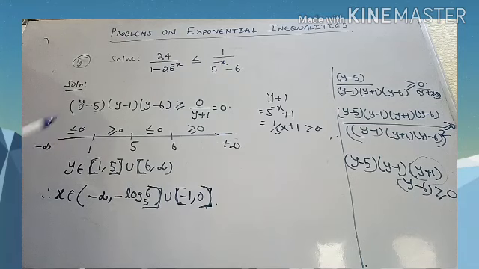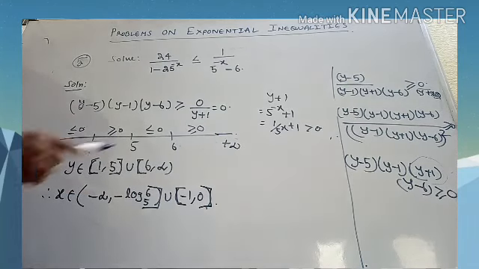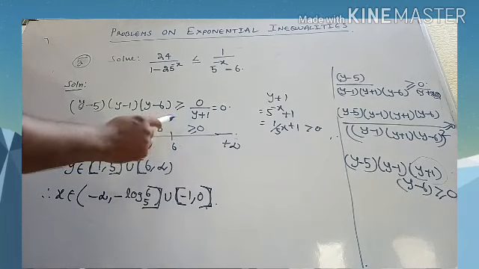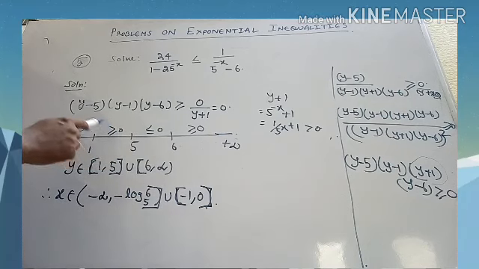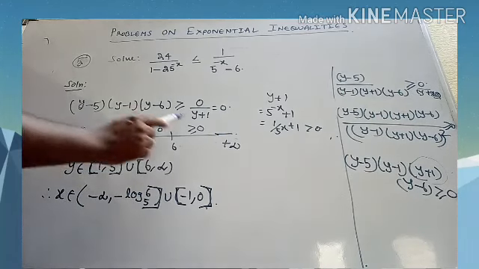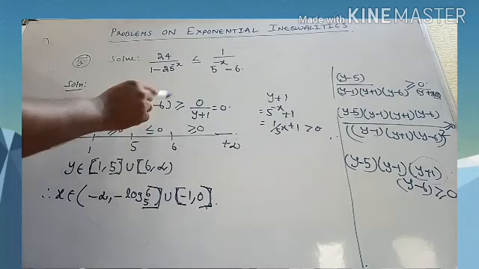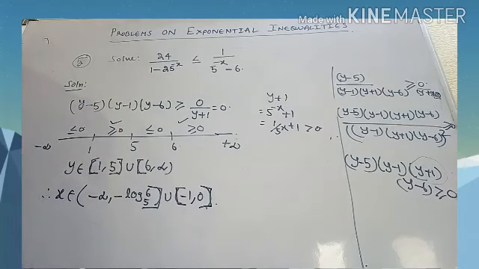Now the critical points are 1, 5, 6, right? You know that the right extreme end is greater than or equal to 0, and it will be lesser than or equal to 0 here, greater than or equal to 0 here, and lesser than or equal to 0 here. Positive, negative, like this. But we need greater than or equal to 0, that means positive quantity. That means this interval and this interval are our required solutions. That means y belongs to the closed interval 1 comma 5 union 6 to infinity, right?